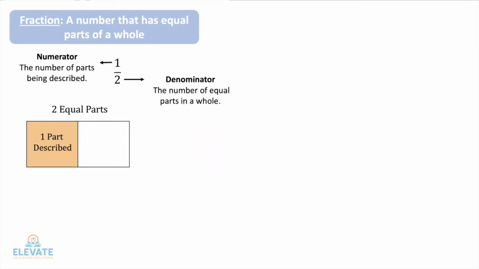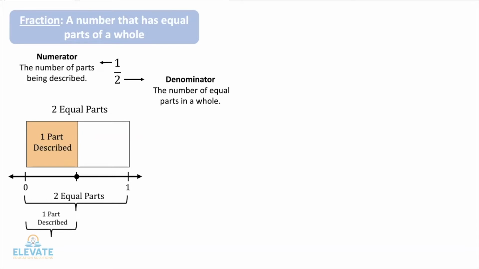We can also represent fractions on a number line. The number line is divided into two equal parts from 0 to 1. The part before the point represents the parts being described.